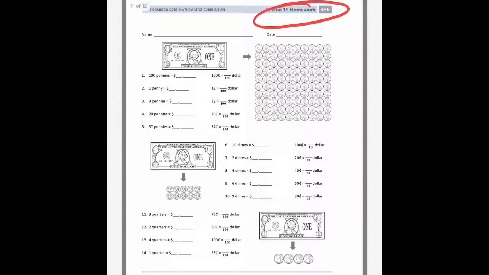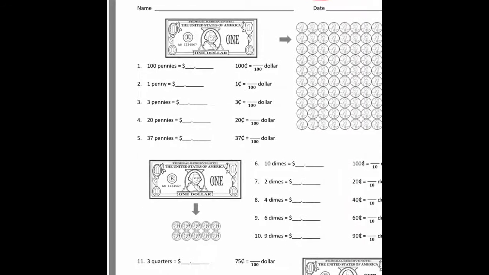So let's go ahead and take a look at some of these problems. All of these problems have to do with money, and we're talking about the fraction that a certain coin or coins are to a dollar. So we're looking at number 1, and it says 100 pennies will obviously be a dollar.